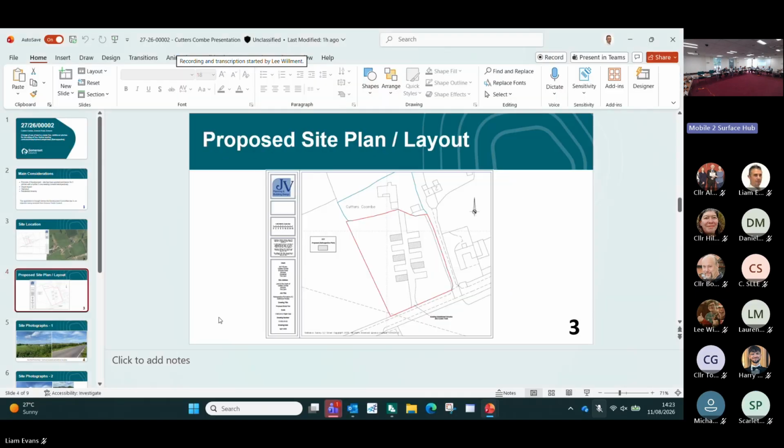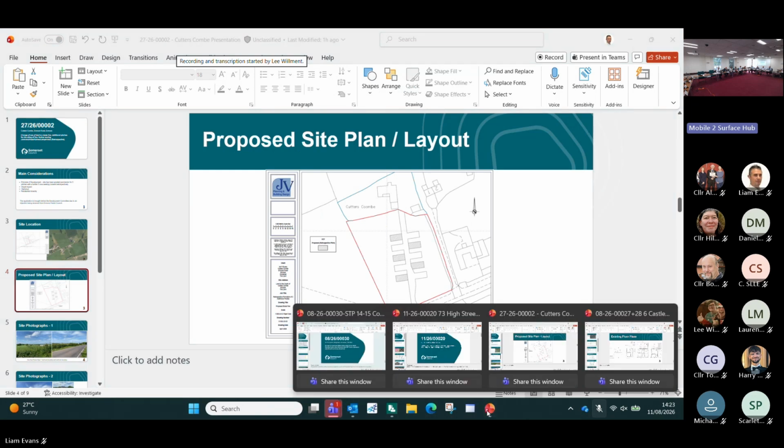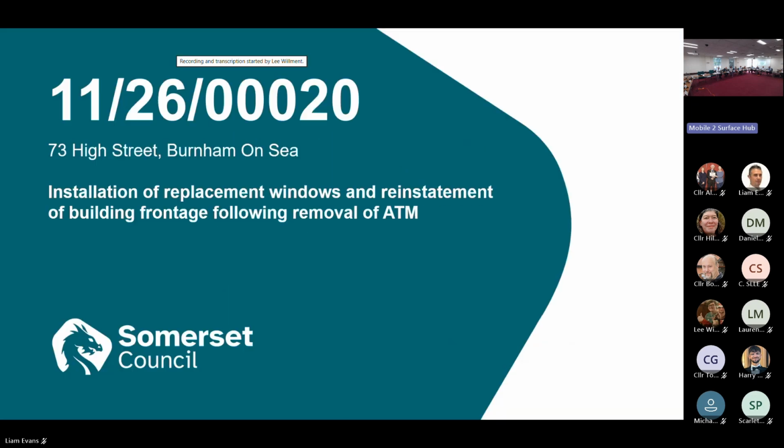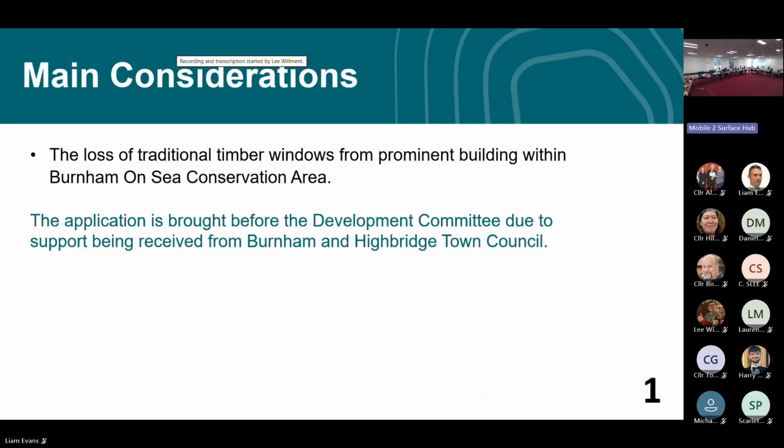So now we go on to the second application, agenda item 6, which is for 73 High Street, Burnham-on-Sea. And Liam, this is you again, isn't it? Yes, it is. So the application before you today is... Excuse me, Chair, I think I should be concluded. Yes, yes, please do.